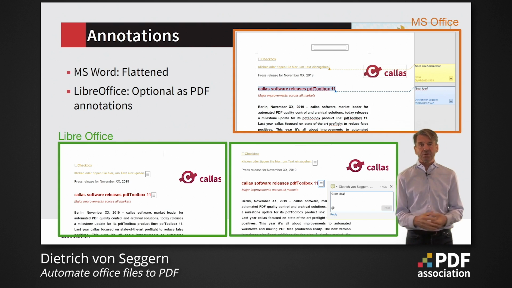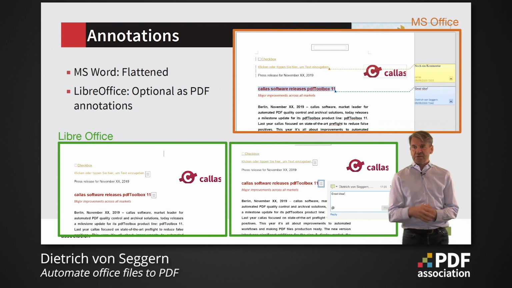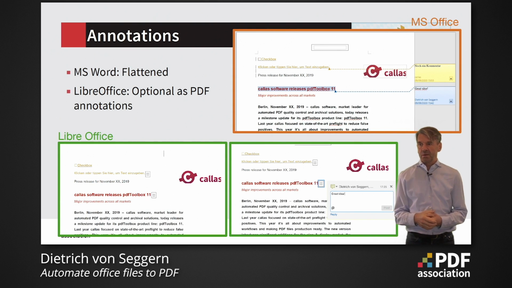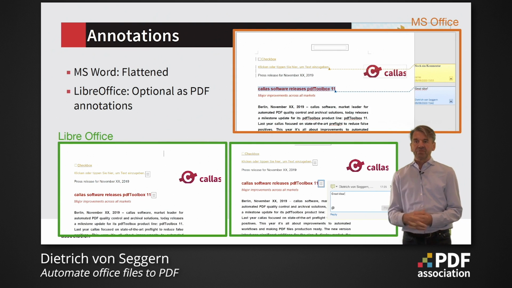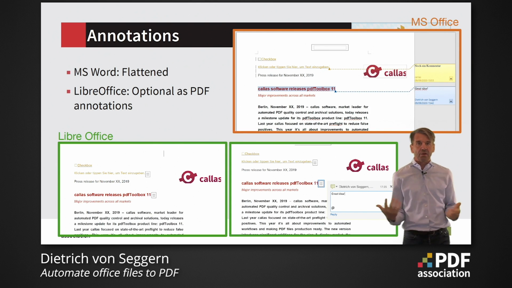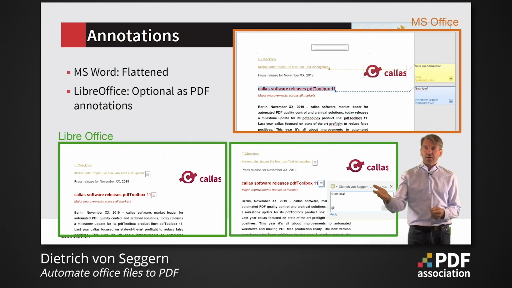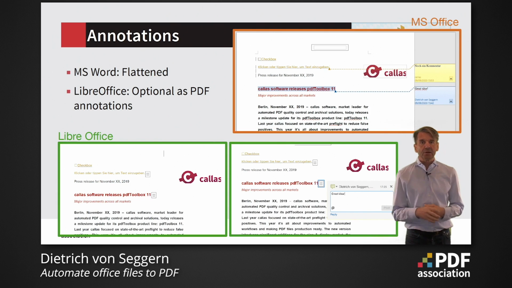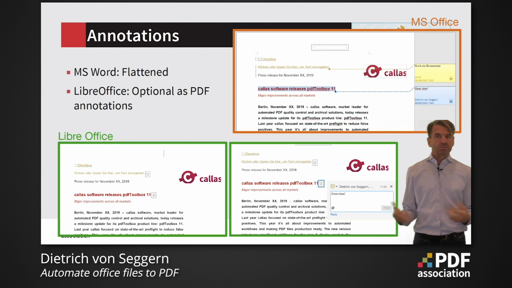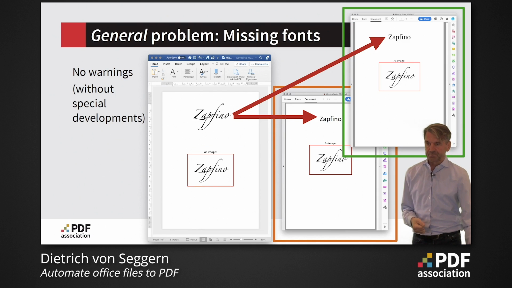So you have in your Word file or Writer file an annotation, as we see here in the upper right, for instance. When you convert that with Microsoft, the annotations will be flattened into the page content. They are then regular page objects in a PDF file. However, in LibreOffice, you can convert them into real PDF annotations, which in some applications might be nicer.